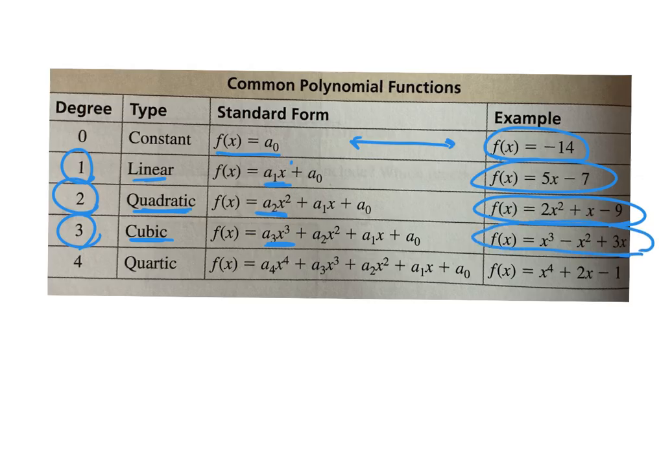Looks like that. That's called standard form. Notice the exponents in standard form go in decreasing order. Biggest exponent, next biggest, next biggest. Last one is quartic. Degree 4, the biggest exponent is 4. There's a quick example. And again, exponents in standard form go in decreasing order. Biggest exponent first, and the exponents decrease as you go through.